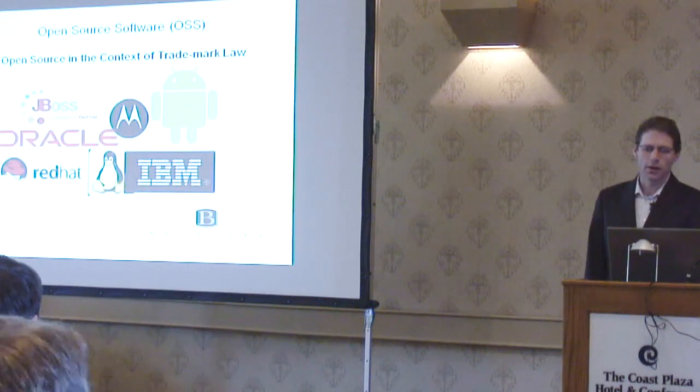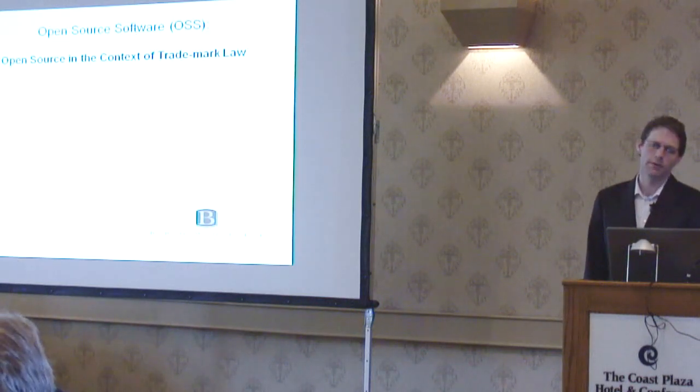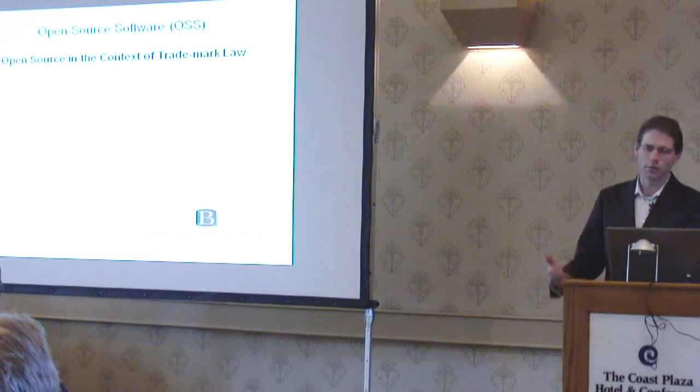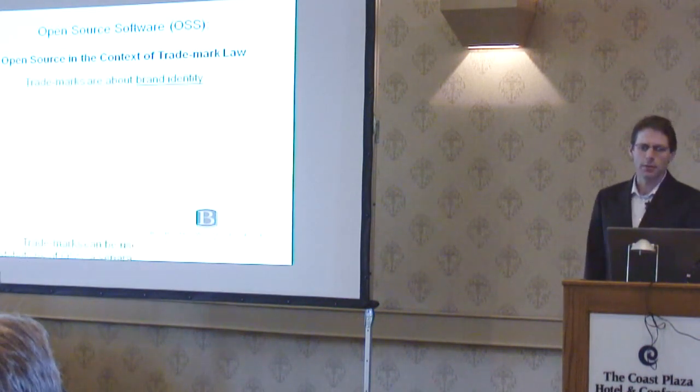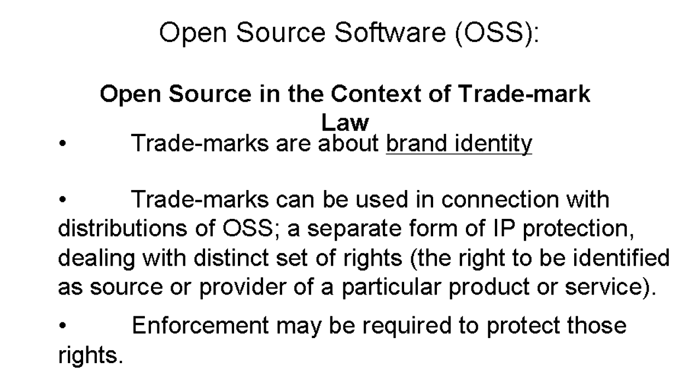Okay, so I'm going to quickly talk about trademarks. These are all trademarks of open source, either companies that are using open source or selling products. So trademarks are about brand identity, and they can be used in connection with the sale of a product or service that's based on an open source software application or system. So the previous speaker was talking about iOS. That is a trademark of the company that's providing that service.